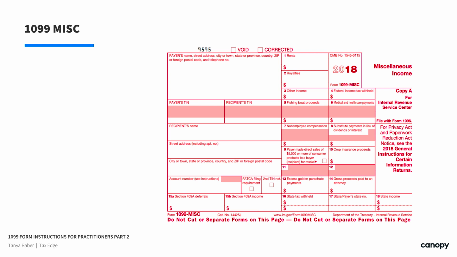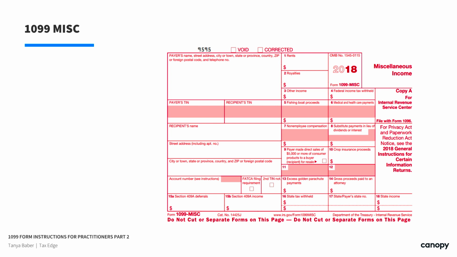Do you have, in this case, more than $10 received by your broker in lieu of dividends as a result of a loan on your securities? And if they say no, that's not the case, then it gives us the ability to do a fact check. Box 9 is used when the payer makes a direct sale of $5,000 or more for resale.